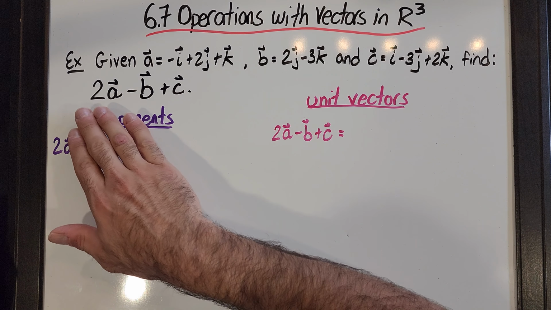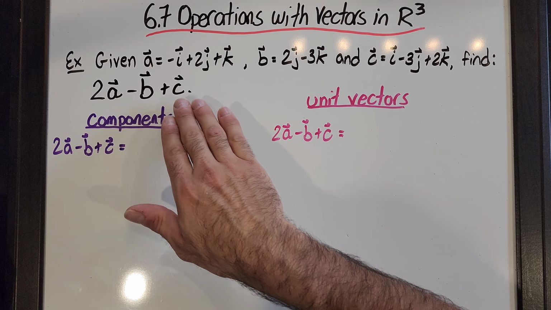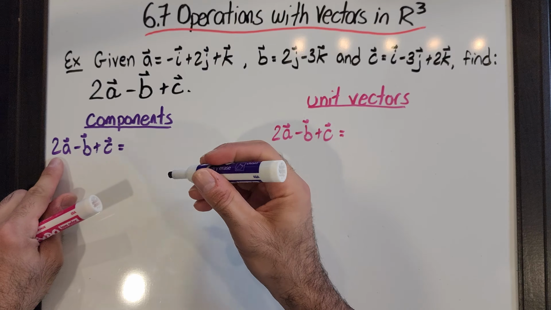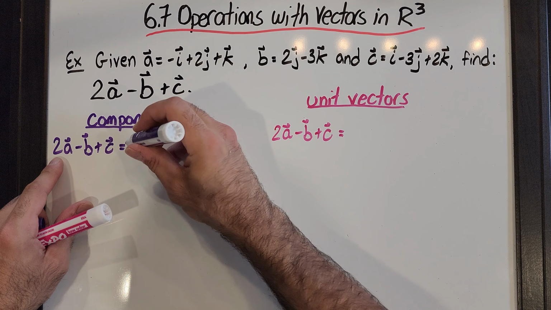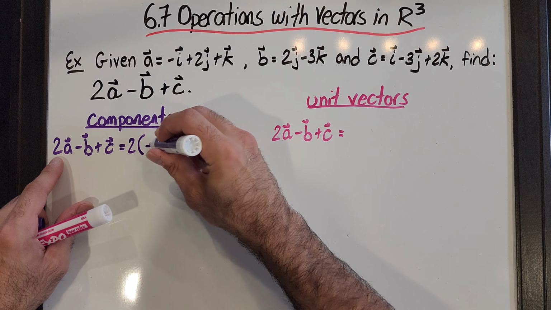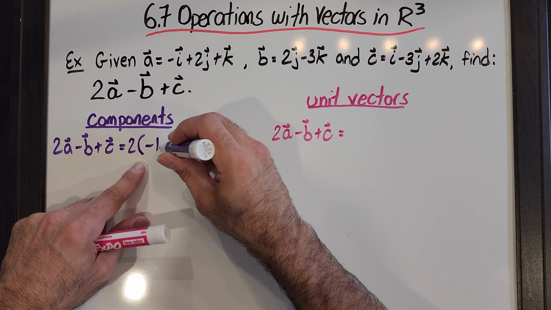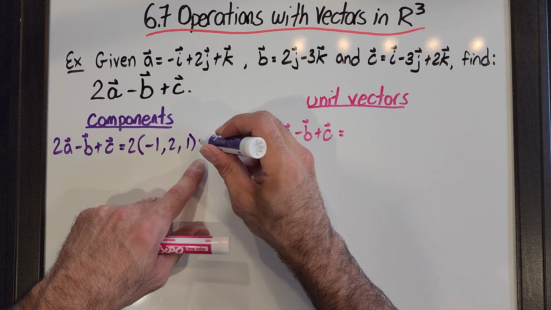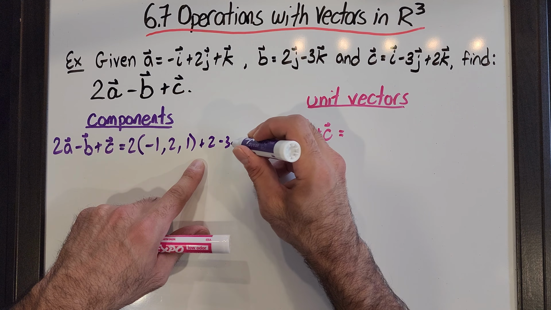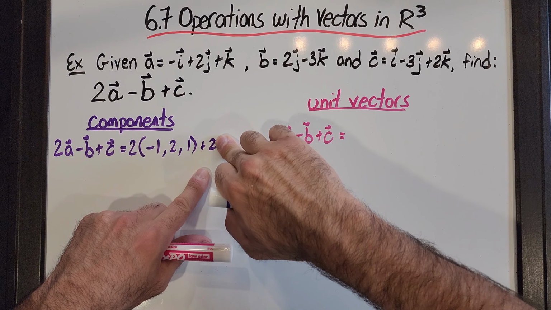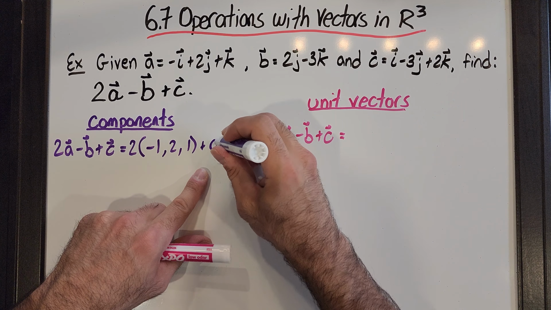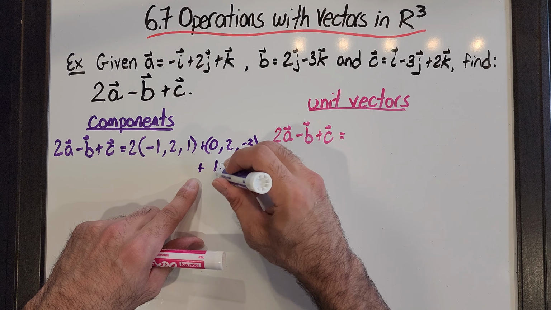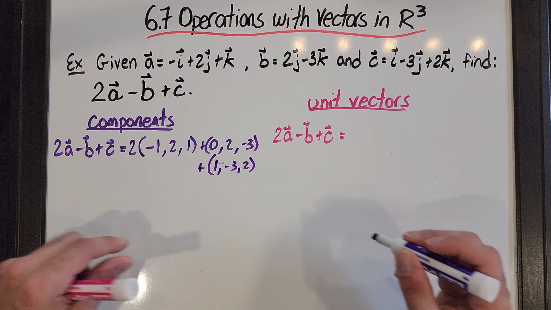If we want to find out what 2 times vector a minus vector b plus c is, we do the same thing that we did in 6.6. We take the scalar multiple of vector a and just multiply it in front. I'm going to break this up into components: 2 times (negative 1, 2, 1), minus (0, 2, negative 3), plus c, which is (1, negative 3, 2).